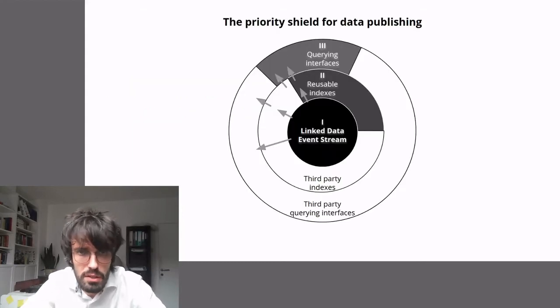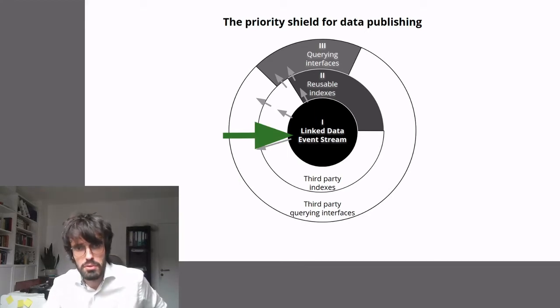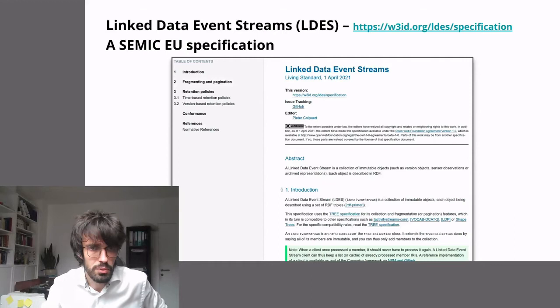So we've seen the priority shield for data publishing, and what we are now going to focus on is the core part. How do we model this part of the priorities? What kind of web API will be built for that? And in this image that we already showed last time as well, it's of course first the event stream part itself that we're going to show.